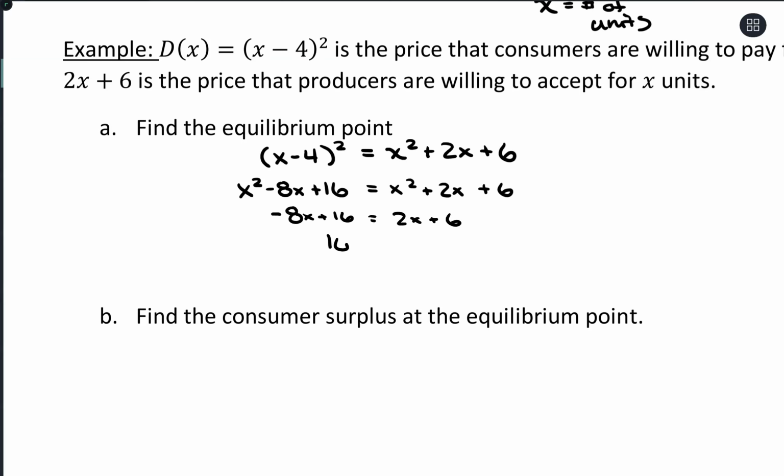Add 8x to both sides. We'll have 16 equals 10x plus 6. Subtract 6 from both sides. And we're getting x equals 1 out. So that will be our quantity.